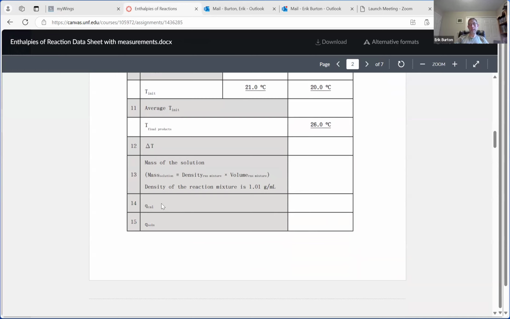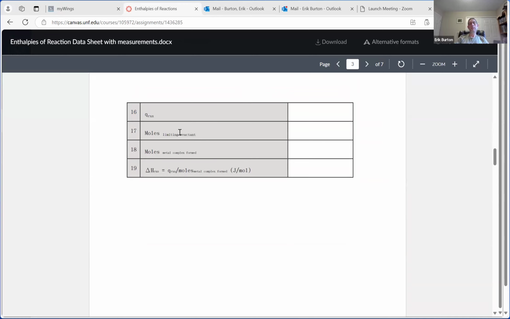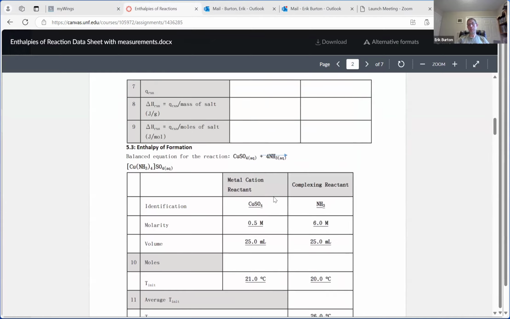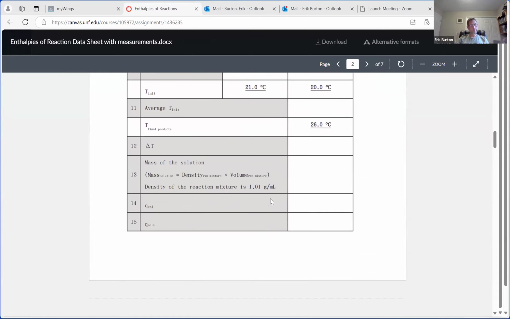Then the rest of it is just going back to those equations again on page 215. Q of the calorimeter, Q of the solution, Q of the reaction, moles of limiting reagent. Remember the limiting reagent lab? You've got to look at your balanced equation, and they give you a line to put the balanced equation there in your data sheet. Make sure you write in the balanced equation. It's in the background reading in your lab manual.